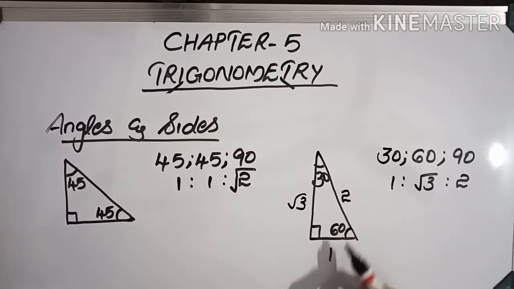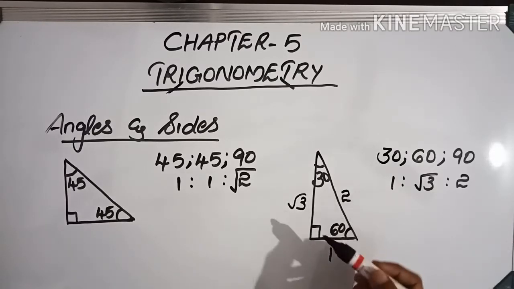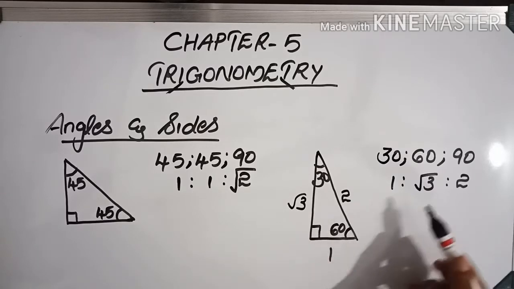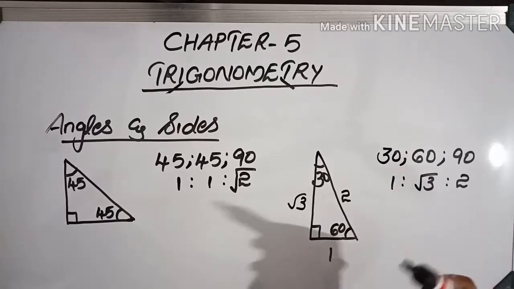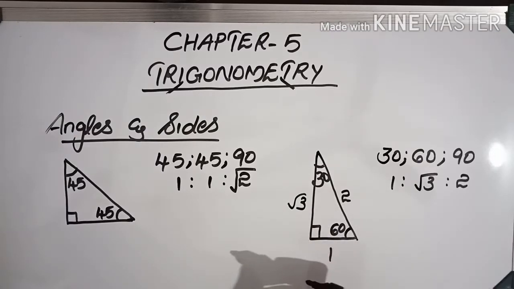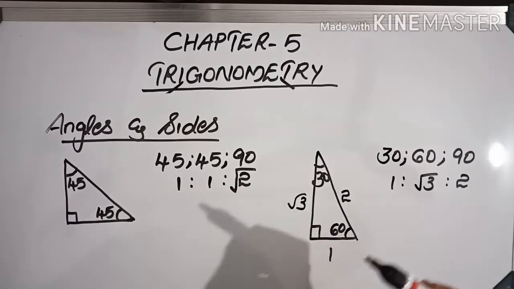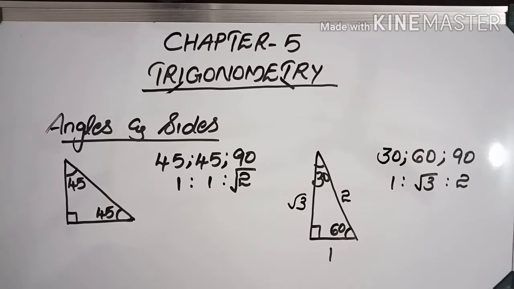This is not the actual sides, like 1 centimeter, 2 centimeters. It is not like that. It is a ratio. If we know the ratio, we can find the length of each side by considering one of the sides. That is the use of these ratios.